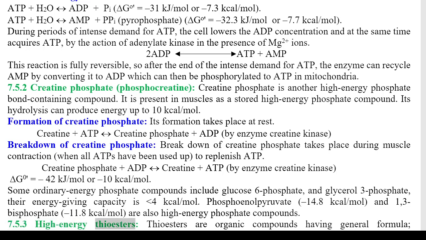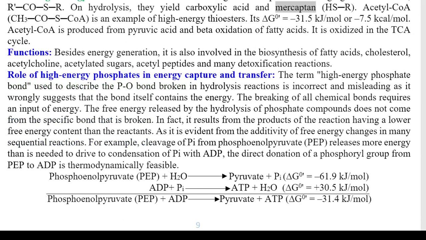7.5.3 High-energy thioesters. Thioesters are organic compounds having the general formula R-CO-SR. On hydrolysis, they yield a carboxylic acid and a mercaptan, HSR. Acetyl-CoA, CH3-CO-S-CoA, is an example of a high-energy thioester. Its ΔG0 equals -31.5 kJ/mol or -7.5 kcal/mol. Acetyl-CoA is produced from pyruvic acid and beta-oxidation of fatty acids. It is oxidized in the TCA cycle.